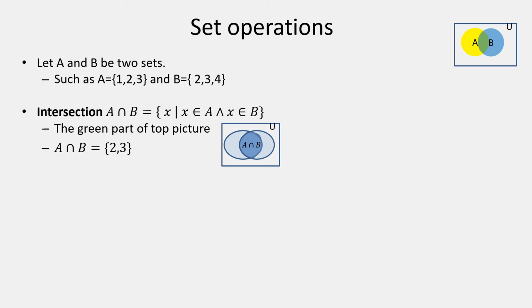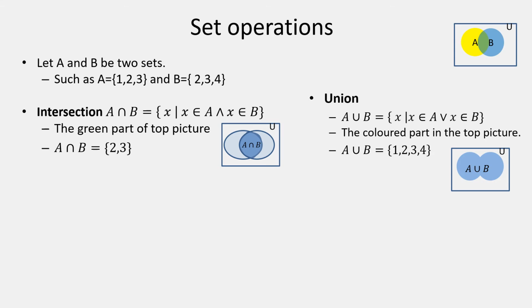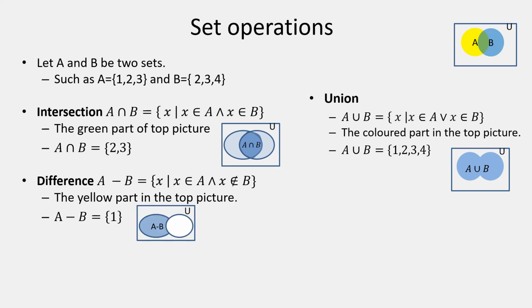So for example, 2 and 3 are in A, and also 2 and 3 are in B, so the intersection of A and B would be 2 and 3. If you take an OR instead of an AND, we end up with a union of two sets. So this is all numbers that are in A or in B. For example, 1 is in A, 2 and 3 are in both, and 4 is in B, so all of them are in the union.